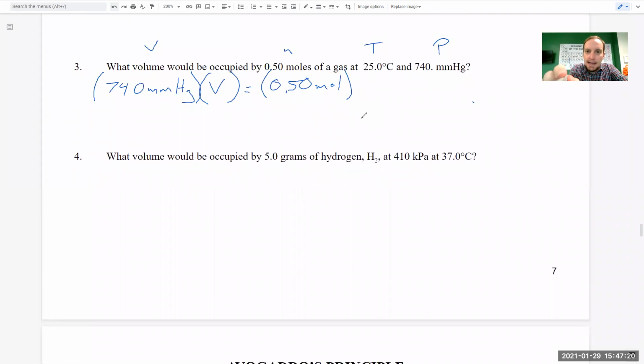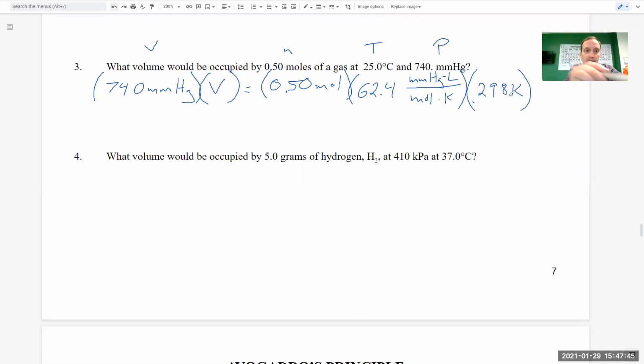All right, so I'm going to multiply 62.4. That would be millimeters of mercury, liters per mole Kelvin. Again, those are just units. And then my temperature is right here, 25 plus 273 would be 298 Kelvin.